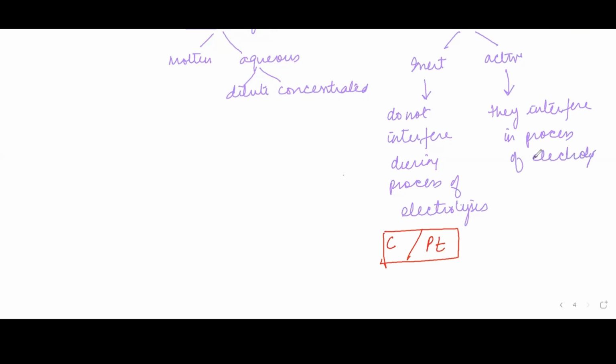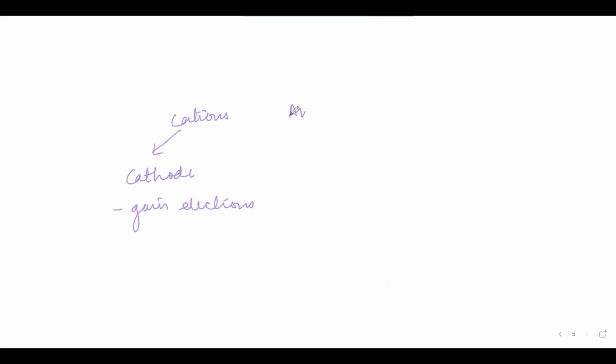Now, we are aware that the cations always move towards the cathode during the process, and at the cathode they gain electrons. Similarly, anions move toward the anode, and they lose electrons. The electrons lost at the anode move to the cathode, and there the cations grab those electrons. This is how the process takes place. That is the reason at the anode oxidation takes place and at the cathode reduction takes place.